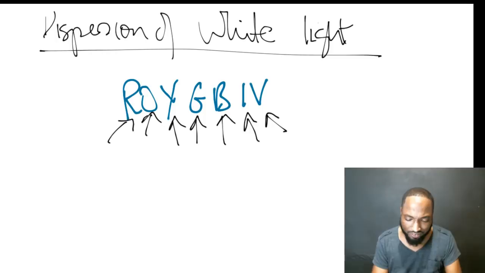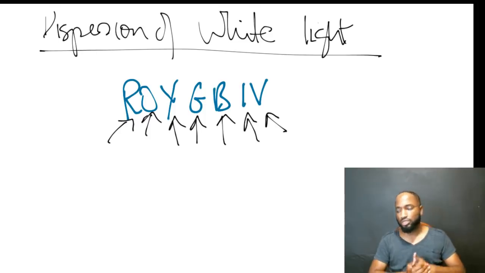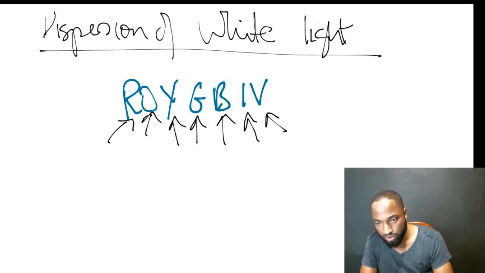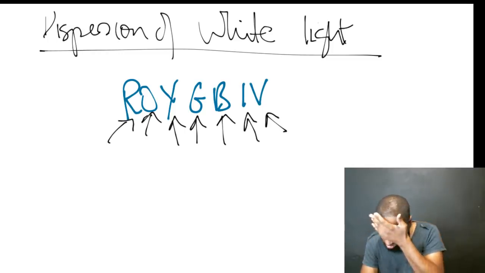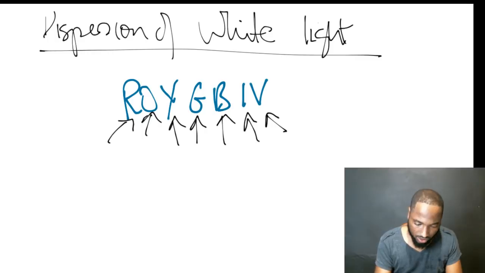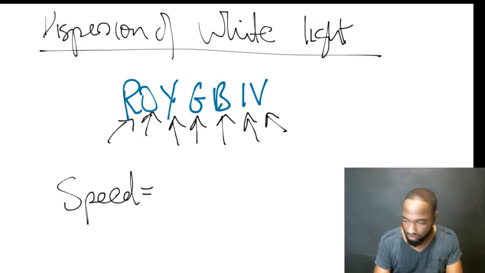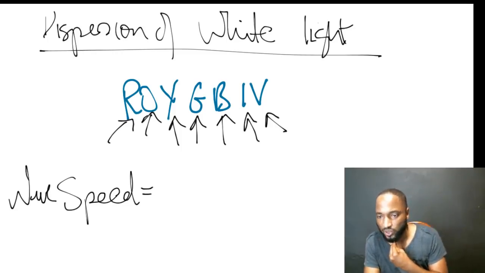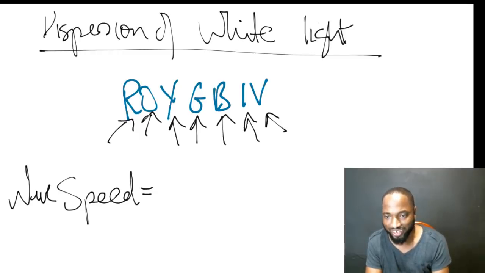So, which one is the faster one? Which one is the slower one? Which one is the fastest and which one is the slowest? By the way, where's the wave equation? Speed is equal to what? So red is the fastest, violet is the slowest. It's a big fight to see which one is the fastest and which one is the slowest.